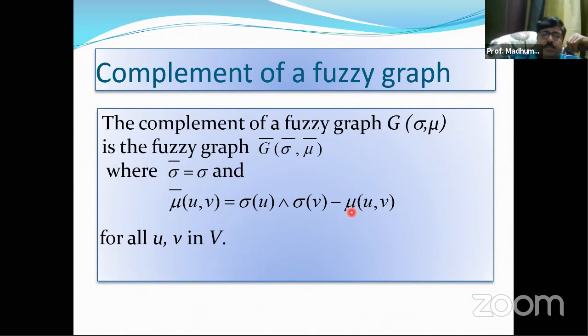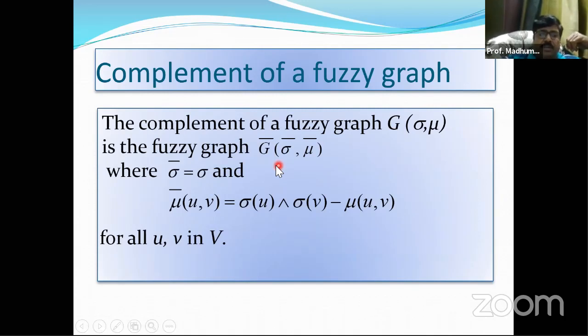the definition is different. Here also in the fuzzy graph, the set of vertices in the original graph as well as the complemented graph are both the same. See here, G is the original graph. Its vertex membership value is sigma and its edge membership value is mu. And the complemented graph is denoted by G bar, with sigma bar and mu bar. Where sigma bar equals sigma, that means the membership value of the vertices. Sigma is the membership value associated with the vertices, and sigma bar is the membership value associated with the vertices in the complemented graph. So in both graphs, original graph as well as the complemented graph, the membership value of the vertices remains unchanged.